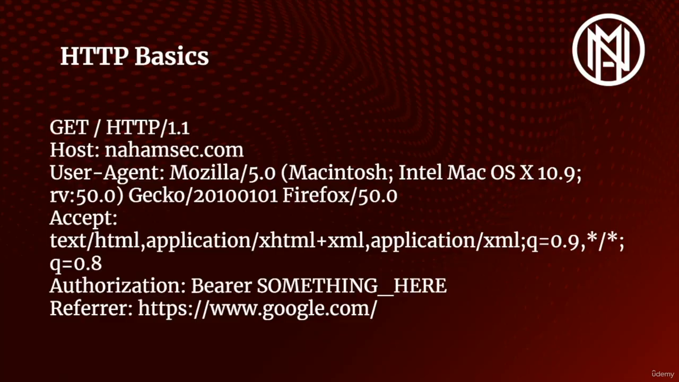So when you visit nahamsec.com, my personal website, your browser is sending a request to the web root, which is a slash. It's saying this is the host, this is the user agent I have. For example, I'm using Firefox, and it's going to say this is what I'm expecting to accept. There's going to be an authorization perhaps where you authorize yourself because you're already logged in, and it's going to also have a referrer. That means the website that you are already coming from. So if you're on Google looking for my website and you click on it, my web server is going to know where you're coming from.